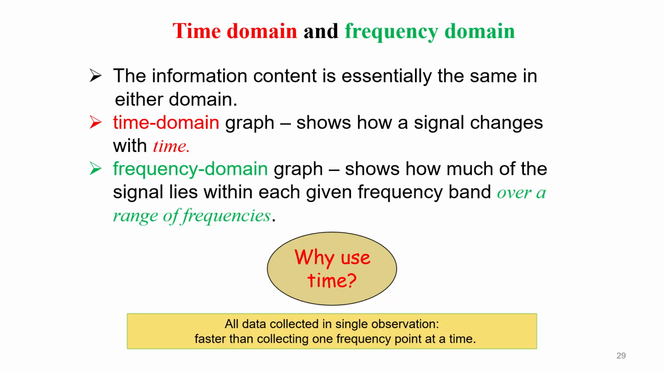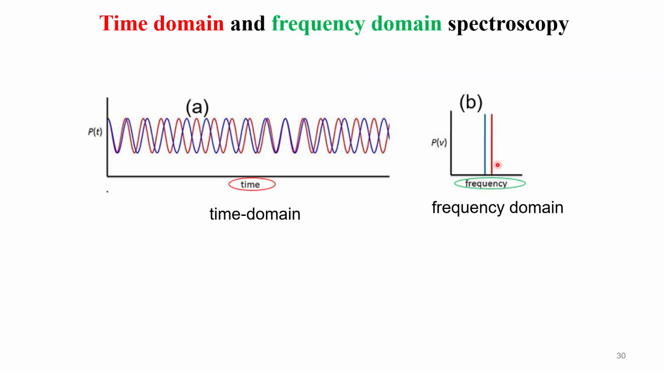The information content in both time domain and frequency domain are essentially the same. A time domain graph shows how a signal changes with time, whereas a frequency domain graph shows how much of the signal lies within each given frequency and over a range of frequencies. So why use this? All data can be collected in a single observation, and it can speed up the process of data collection. Figure A shows the time domain graph, whereas figure B shows the frequency domain graph.